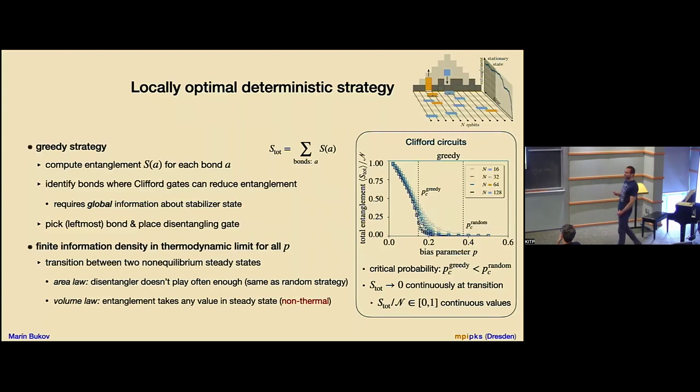The reason you can find such a scenario occurring here is because you have this external feedback control that actually messes up the information entropy balance and therefore brings the system out of equilibrium. Okay. So this is the greedy strategy. So far, so good. We have a phase transition between two non-equilibrium states.